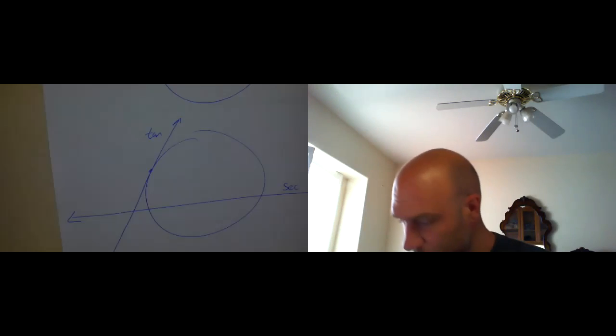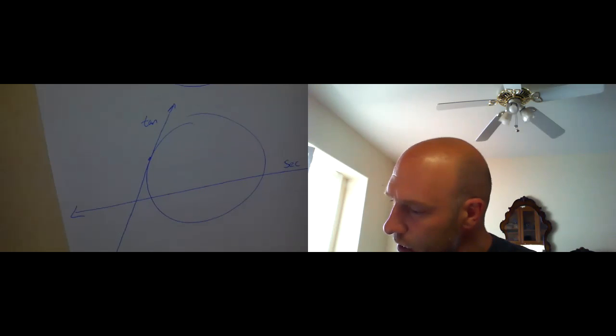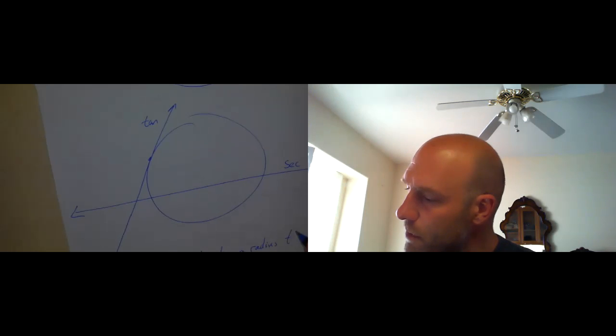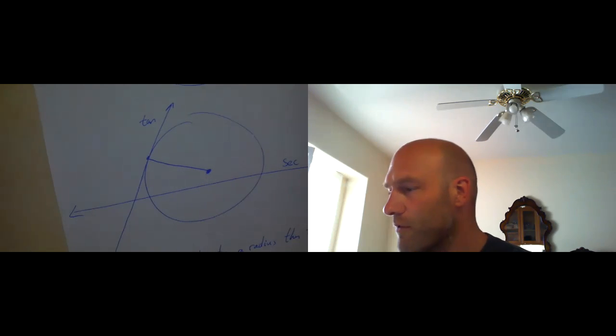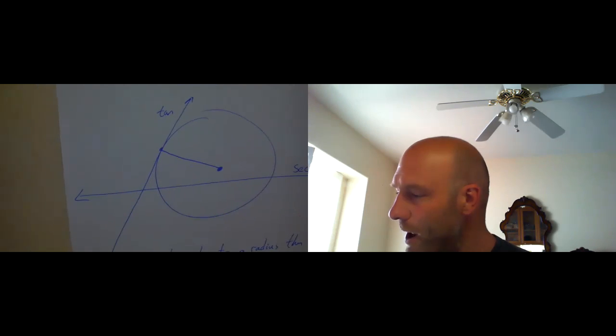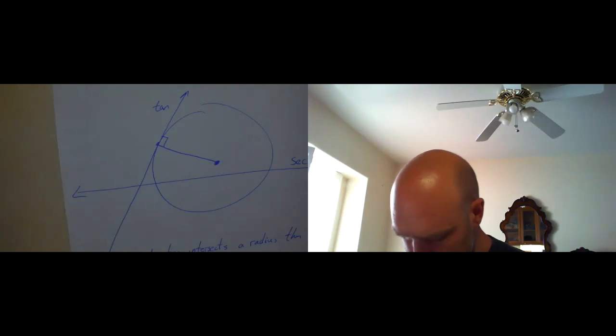We have a couple theorems from 10.4. We have one which says, if a tangent intersects a radius, then they are perpendicular. So if that is a radius starting from the center of the circle, regardless of how bad I drew it, then it should be perpendicular to the tangent that it touches.